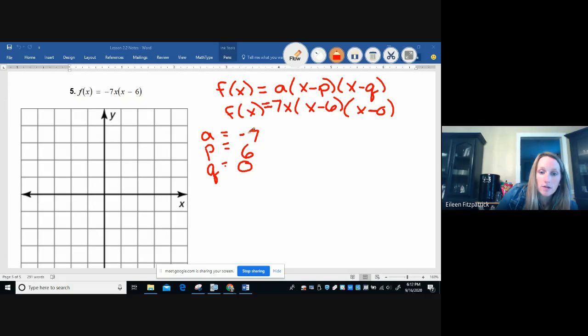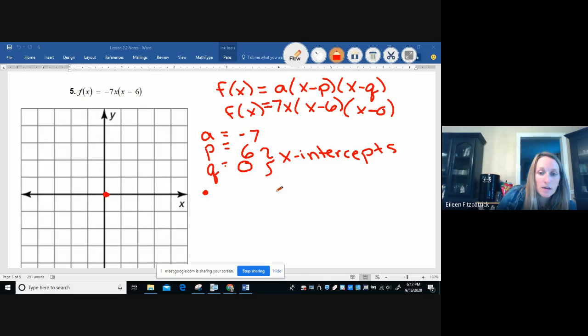So the a value does tell us whether or not the graph opens up or down, vertical stretch or shrink. So I know that this graph is opening down and there is a vertical stretch by a factor of 7. I also know that my x-intercepts, that's what p and q are. So if those are my x-intercepts, I can plot a point at 0 on the x-axis, and I can plot a point at positive 6. 1, 2, 3, 4, 5, 6.